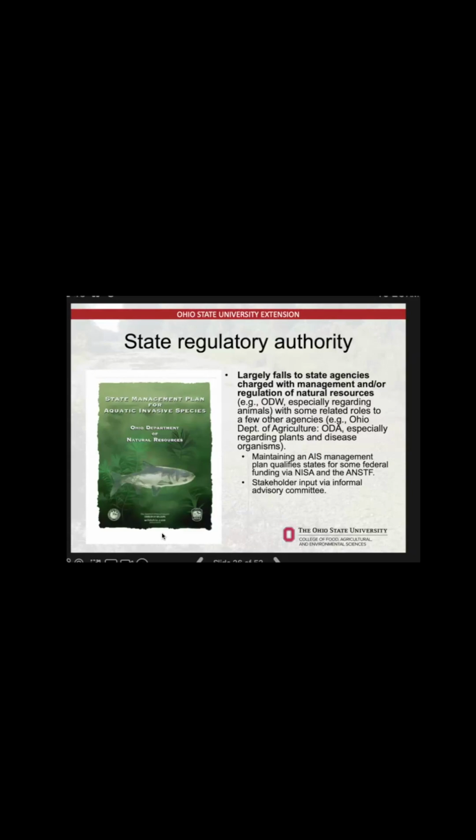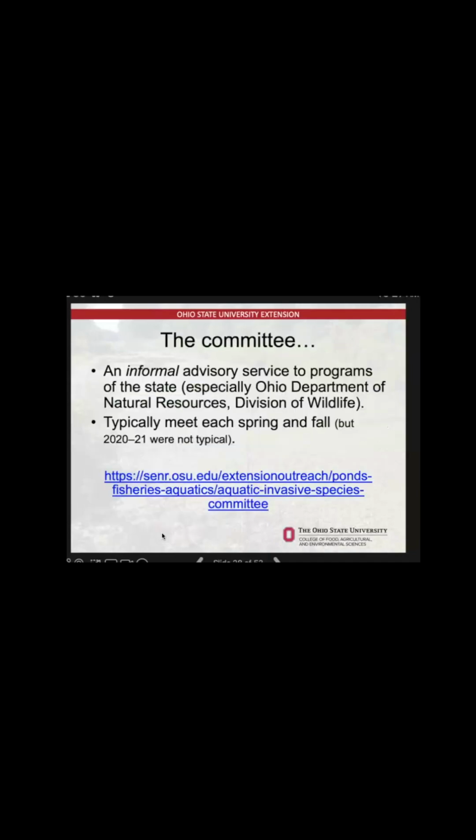So let's talk about that committee. Okay, we are an informal advisory to programs of the state, especially the Division of Wildlife. We typically meet twice a year. You can look at our webpage, right? Don't write down these beastly URLs. If there's one link you should write down, it's my email address, because I can get you whatever of the stuff you'd like.